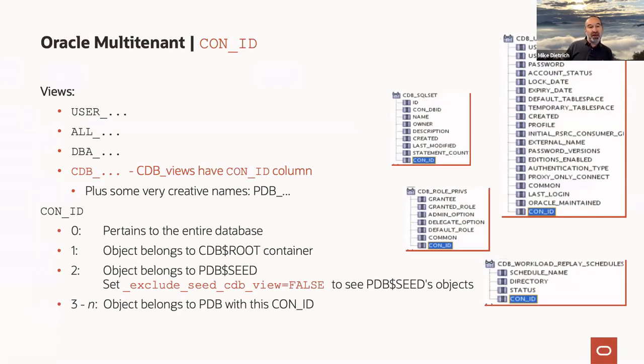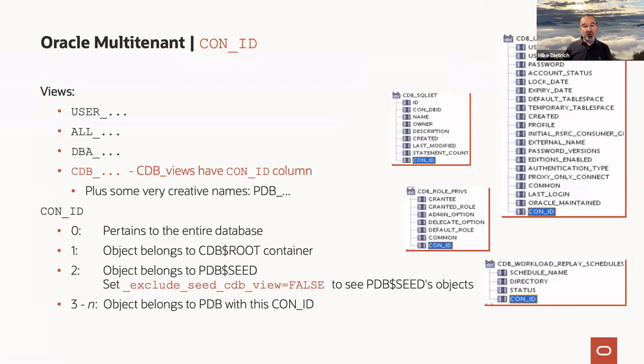The CDB views are like the super dictionary views now, because every PDB would give you, when you check DBA_OBJECTS, only the objects in this PDB. But when you query CDB_OBJECTS in the root container, you see all the objects in all your pluggable databases. And in order to make this work, all the CDB views have one thing in common, and this is the column CON_ID, the container ID.